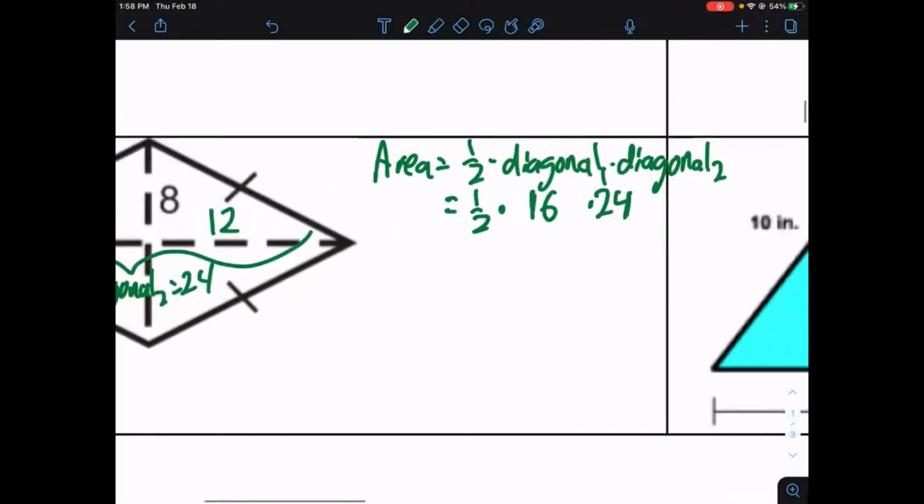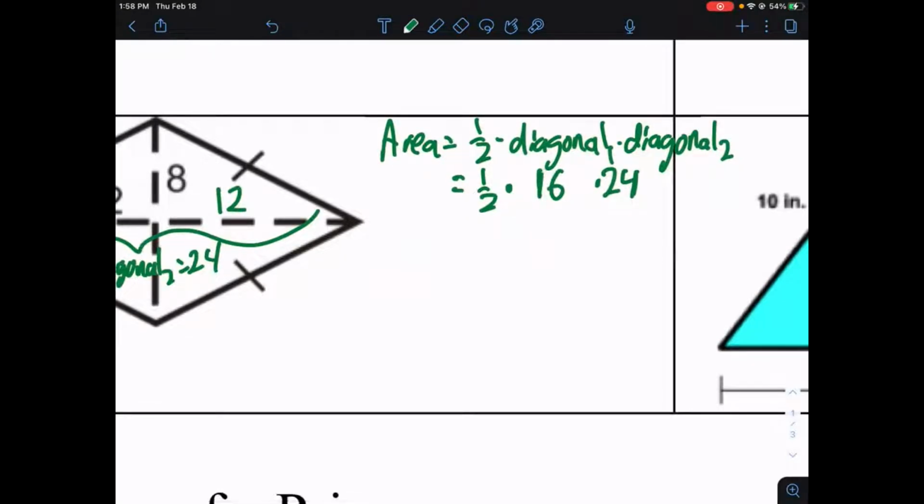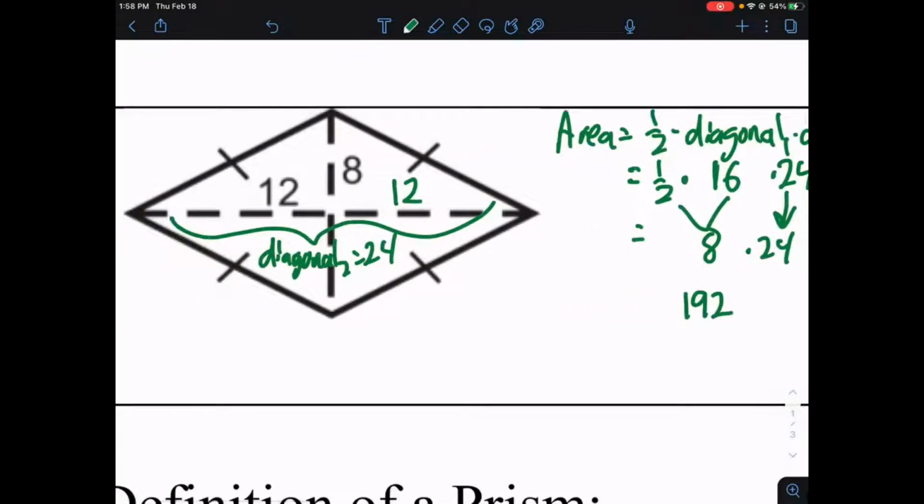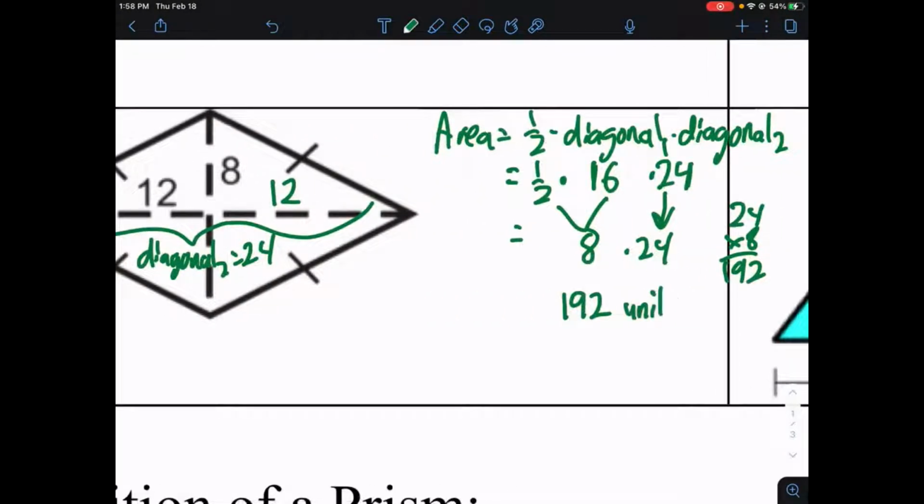Okay, so we want to be careful here. A lot of times in the past, I've made a big deal about make sure you distribute. But in this case, you do not distribute. The reason is there is no adding or subtracting, right? These are only multiplication symbols. So what you do is you just do 2 at a time. So 1/2 times 16 is 8. Bring down the times 24. And then now 8 times 24 is 192. And since this problem doesn't give us the units, we'll just say the actual word units and then squared.